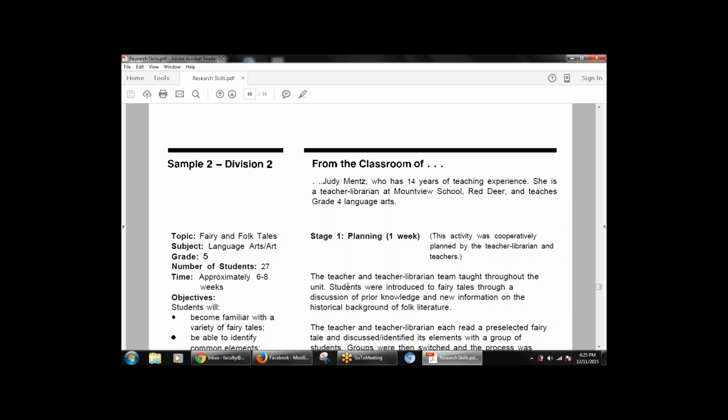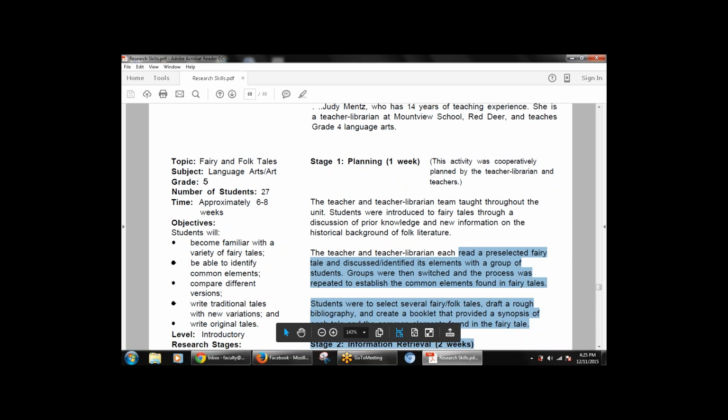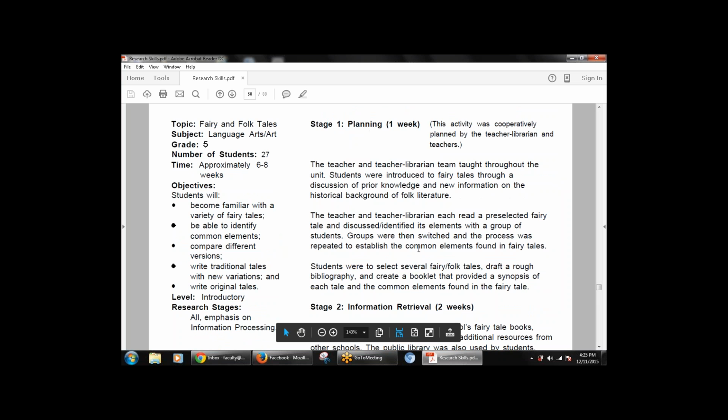So that means the teacher, librarian, and students do the planning. That is what they are supposed to do within the language arts, the English subject, right? The teacher and the teacher librarian each read a pre-selected fairy tale and discuss the elements with the group of students. They are going to select several folk tales, draft a rough bibliography, and create a booklet that provides a synopsis of each tale and the common elements found in fairy tales. That is stage number 1, the planning.